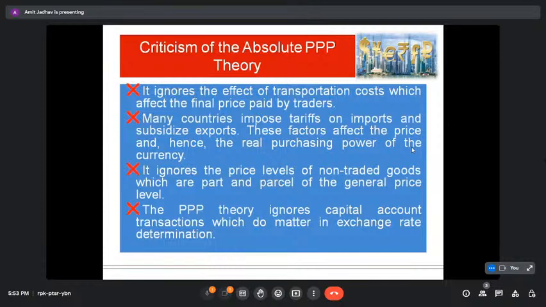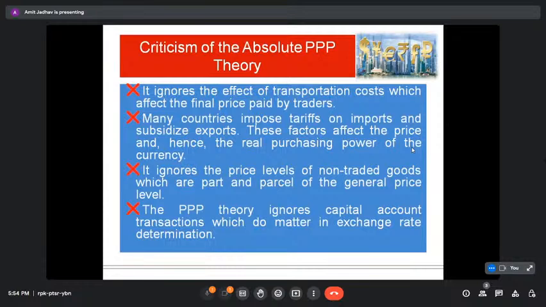It ignores the price level of non-traded goods, which are part of the general price level. So basically, it ignores the price level of non-traded goods, which are part of the general price level.